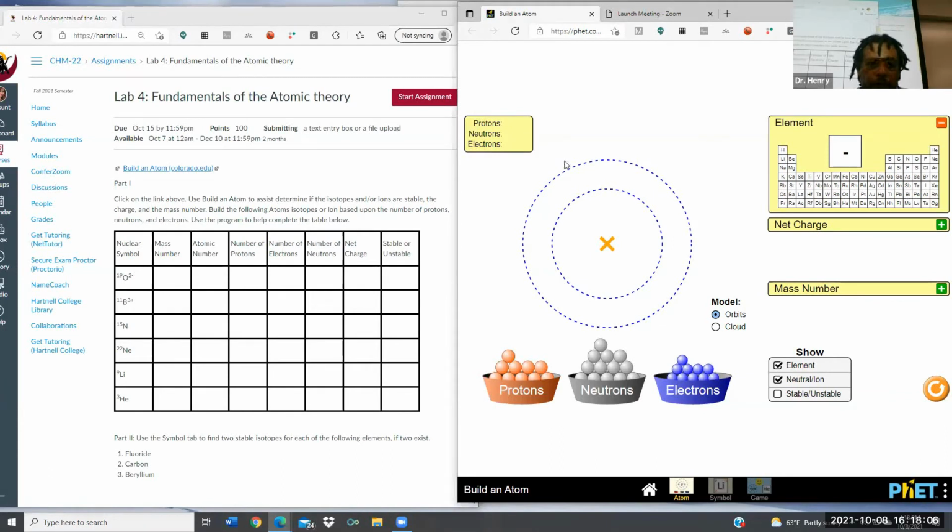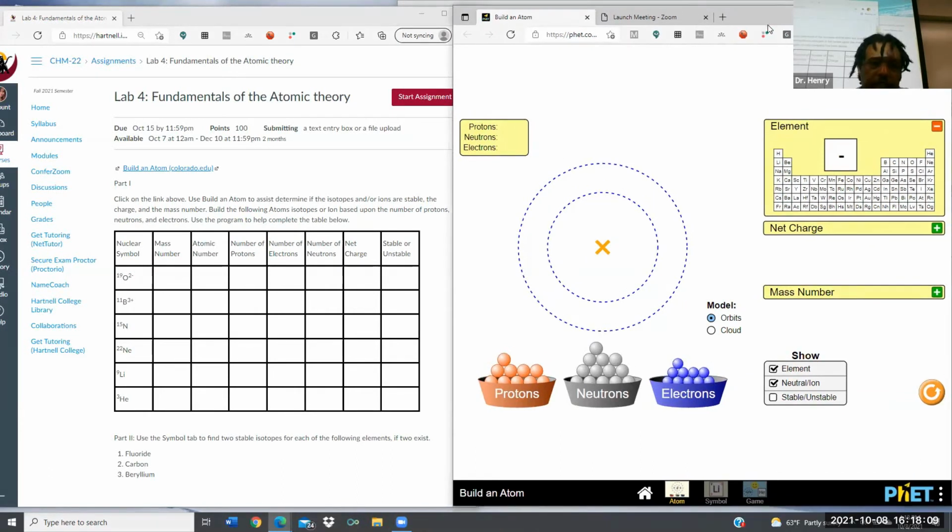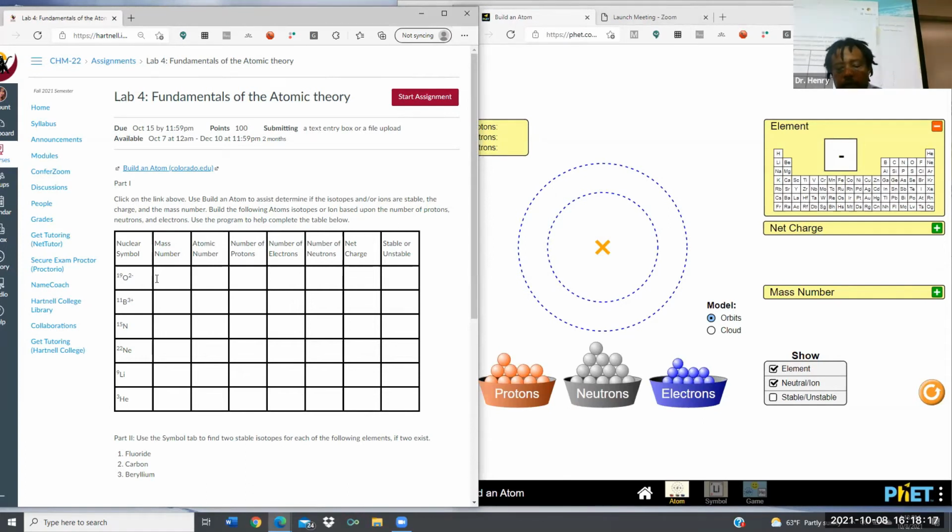Okay, so we have oxygen 19, 2 minus. Okay, so the 19 represents the mass number. You remember what mass number is? Have to look at my notes. I don't remember off the top of my head.